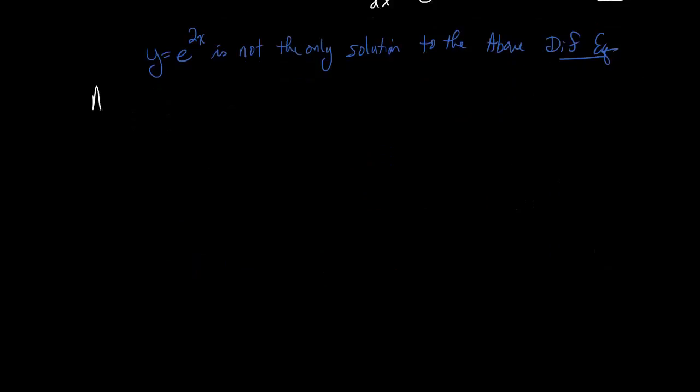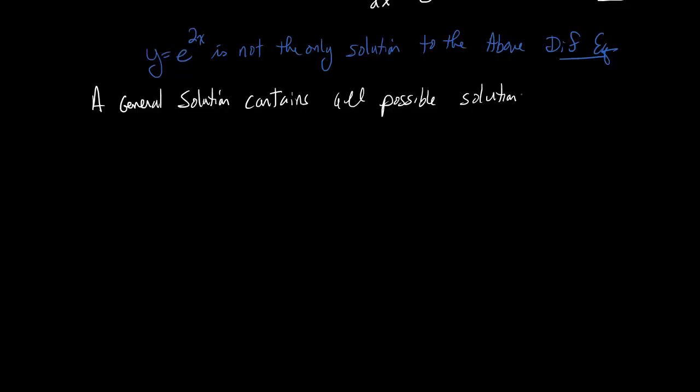So a general solution contains all possible solutions to the differential equation. So a general solution contains all possible solutions to the differential equation. General solutions have constants that are arbitrary.